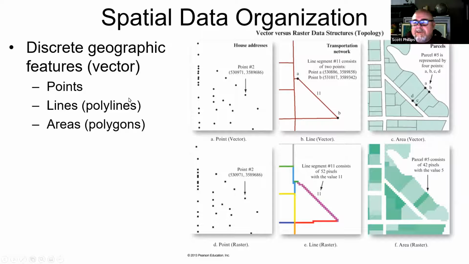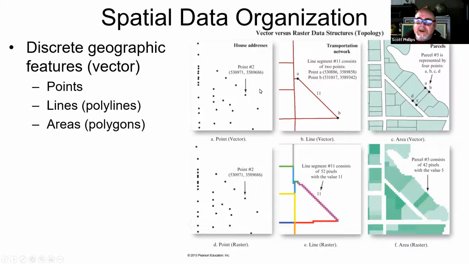One way to represent reality is through discrete geographic features or objects. We call this the vector model. These are some examples of using vector versus raster. There are three basic types of vector or geometric features that are used in GIS. One is points. Points have an X and a Y coordinate.